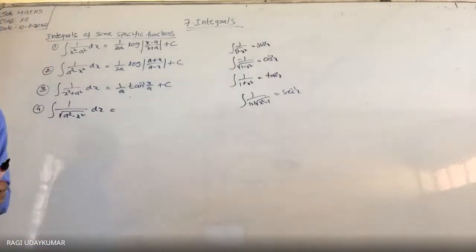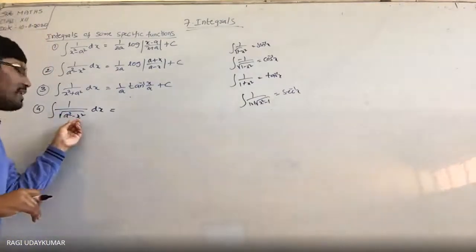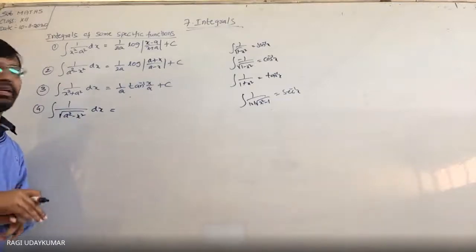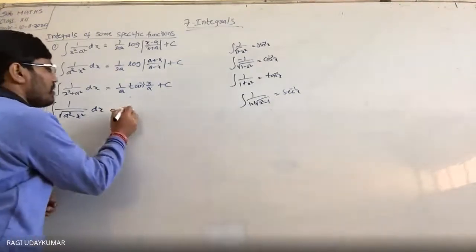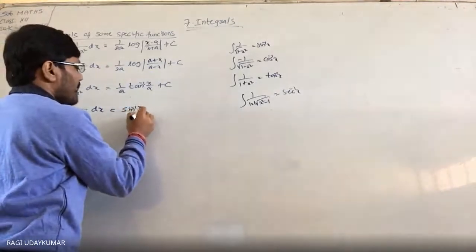sin inverse of x by a. x का प्लेस में a sin theta ले लो. Automatically you will get it. In the place of x here a tan theta ले लो. You are going to get the required. समझ में आया? So this is equals to sin inverse of x by a plus c.